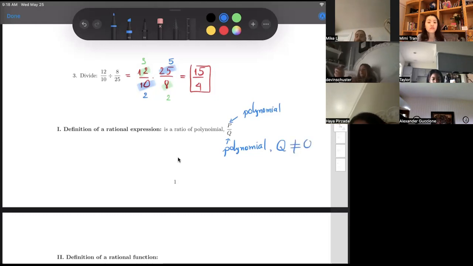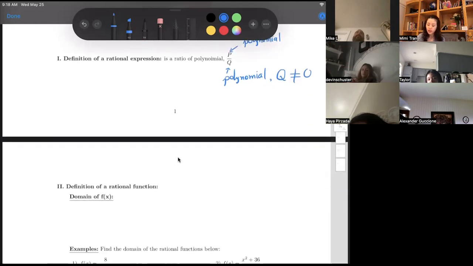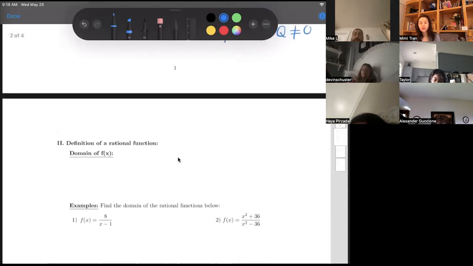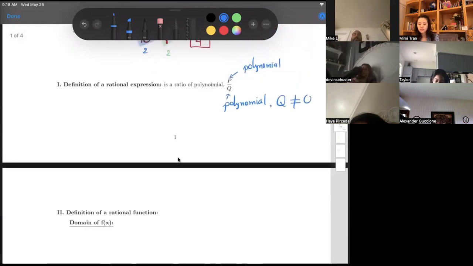Cannot be equal to 0, right? Whatever Q is, it could be a very long polynomial like x cubed plus 2x squared plus 5x plus 1. And that whole thing cannot be equal to 0. Whatever is combined, it cannot be equal to 0, right? So that's the rational expression.